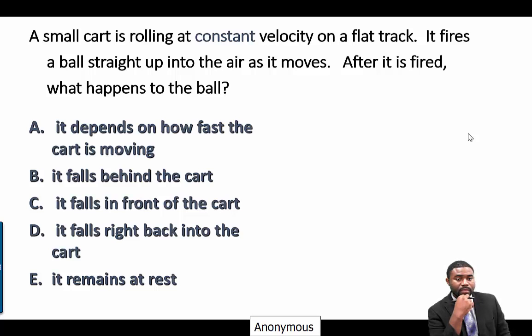A, it depends on how fast the card is moving. B, it falls behind the card. C, it falls in front of the card. D, it falls right back into the card. And E, it remains at rest. So, has everybody voted? Great.